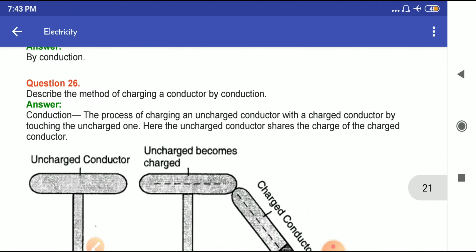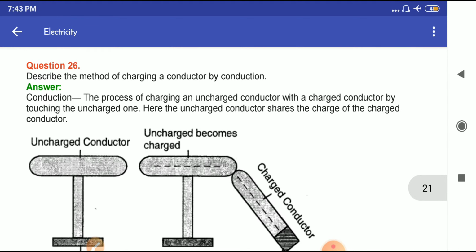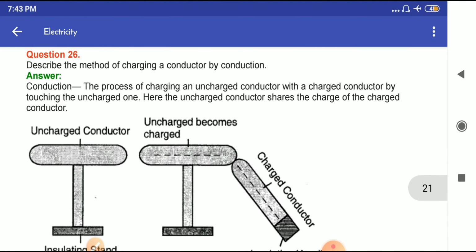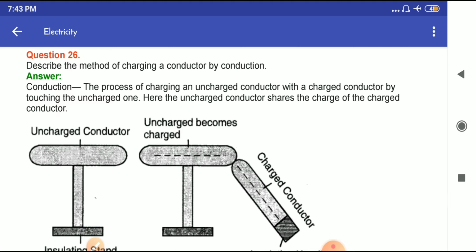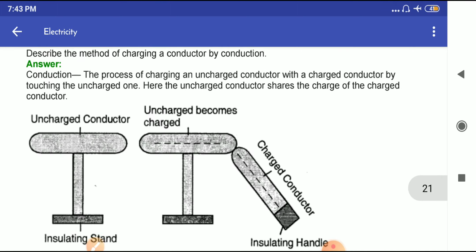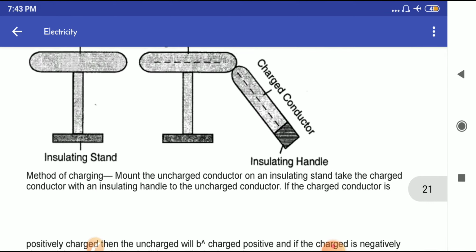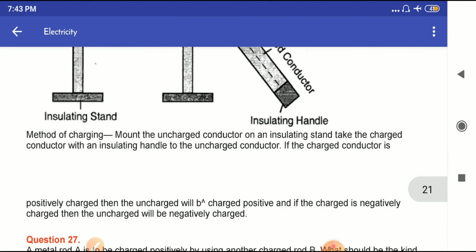Question number 26. Describe the method of charging a conductor by conduction. So conduction is the process of charging an uncharged conductor with a charged conductor by touching the uncharged one. Here the uncharged conductor shares the charge of the charged conductor. Okay, and you have to draw this diagram. Method of charging. Okay, so you have to write this also.